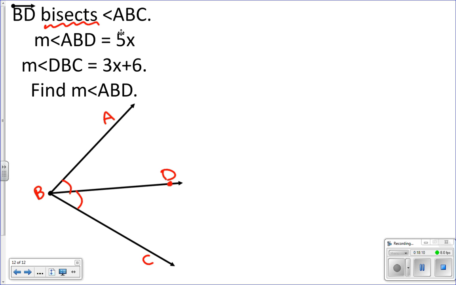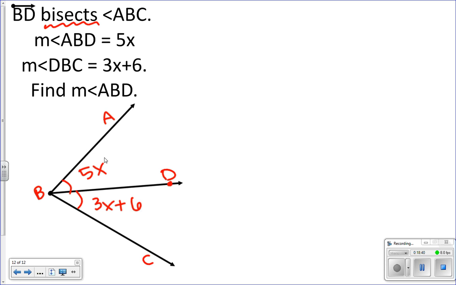If I fill in my measurements that I know here, I know ABD, if you trace it out, is this top one. ABD is 5x. DBC, or this bottom angle, is 3x plus 6. Okay, remember with these bisects and midpoint problems, you really have two ways to think about setting it up. You're either going to do part plus part equals whole, if like on the last problem you're given a part and a whole, or you're going to do part equals part if you're given both pieces.